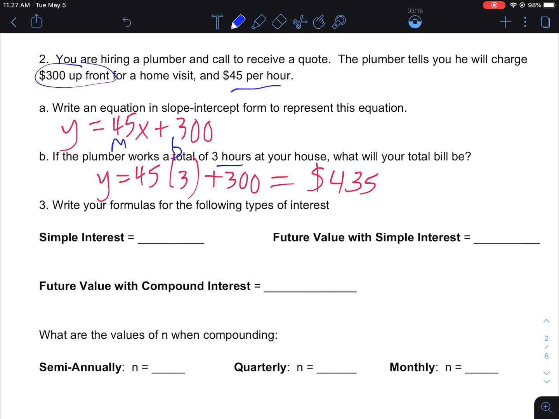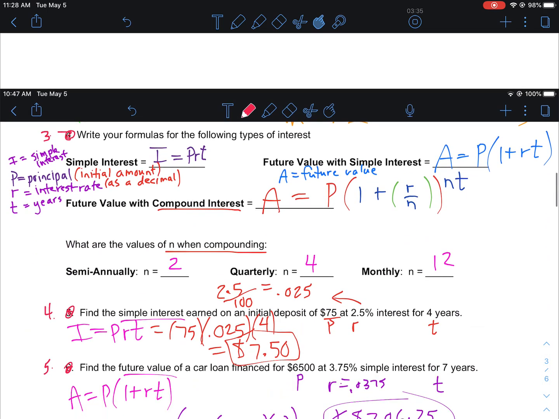And then when it says plumber works a total of 3 hours, that means you'd plug in 3 right here for X because you're being charged $45 per hour. So you'd multiply that by 3, add on that given 300 that you have to pay, and that's how you get that total of 435.